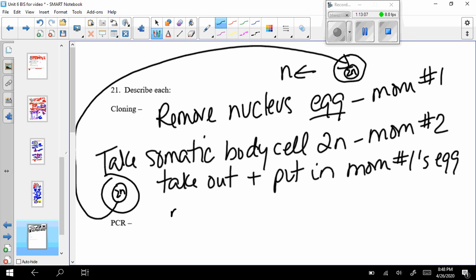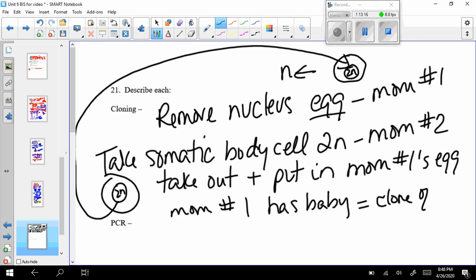So now the diploid nucleus is inside mom 1's cell. And then mom 1 has a baby, and the baby is a clone of mom number 2. All right, so that's how cloning works.